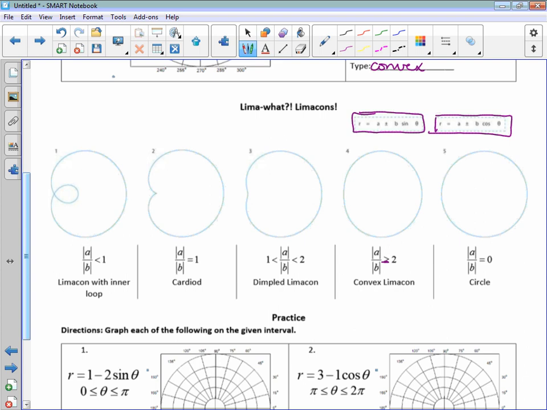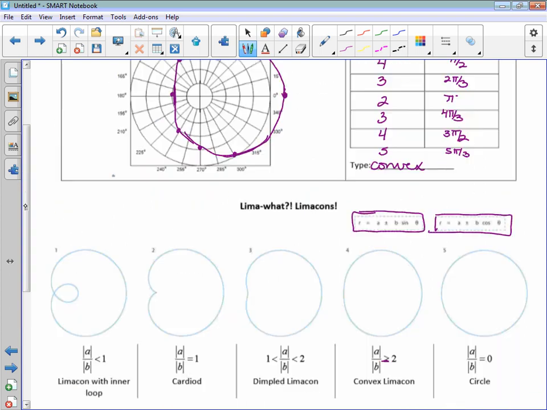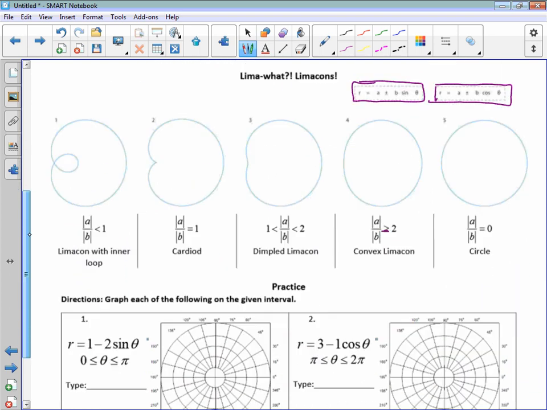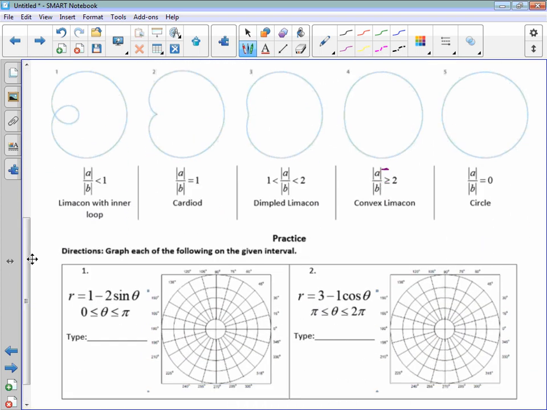So guys, the 4 you're focusing on today are the limaçons. If you have questions on any of those or how to tell those 4 apart, ask. Okay. So let's practice some of these. Do we have to graph? What do people just call them, limaçons? I don't know. No.